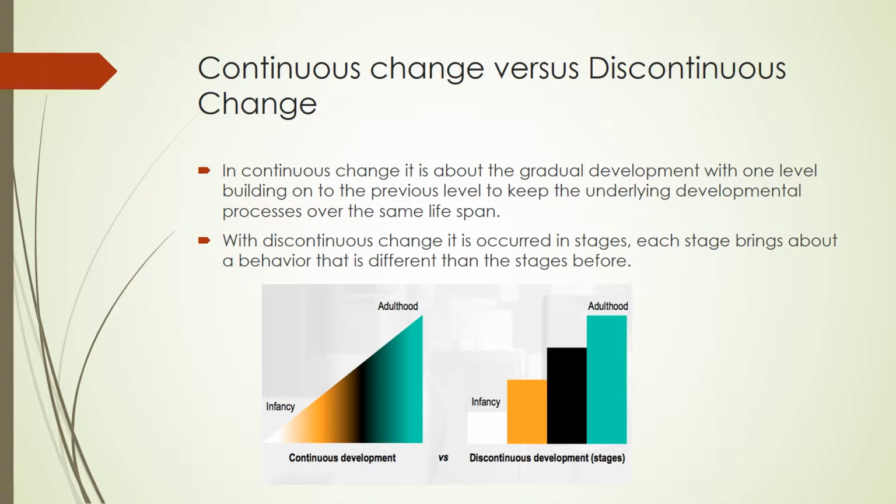The continuous change versus discontinuous change. Continuous change is all about gradual development, with one's level building on a previous level to keep an underlying developmental process over the same lifespan. As you can see in the picture I have listed, it is like a gradual slope upwards from infancy to childhood to adulthood. Discontinuous change occurs in stages, each stage bringing about a behavior that is different from the stages before, kind of like a building block where you can go from one step to another, but can't be on multiple steps at the same time.